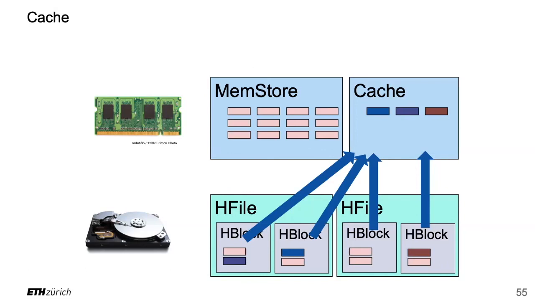Is this splitting of the region done by the HMaster or the nodes themselves? It's decided by the HMaster. So the HMaster gives the instruction, okay, now we split. And then it's the responsibility of the region server to then go ahead and implement the splitting. Does the HMaster realize that the region has gone too big?